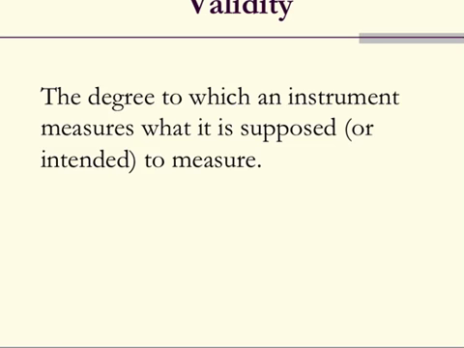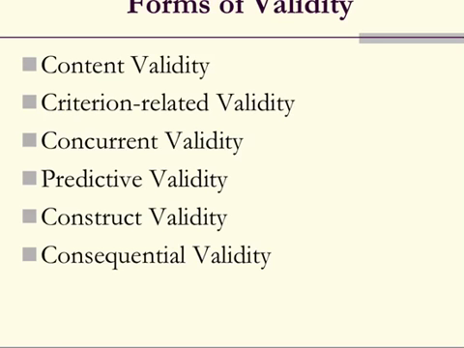If you check out validity, which is an extremely important construct in research, validity is the degree to which an instrument measures what it's supposed to measure. Without validity, your research is pointless because you might not be measuring what you intend to measure. There are six distinctive forms of validity. There's content validity, which is the extent to which a measure represents all facets of a given construct.